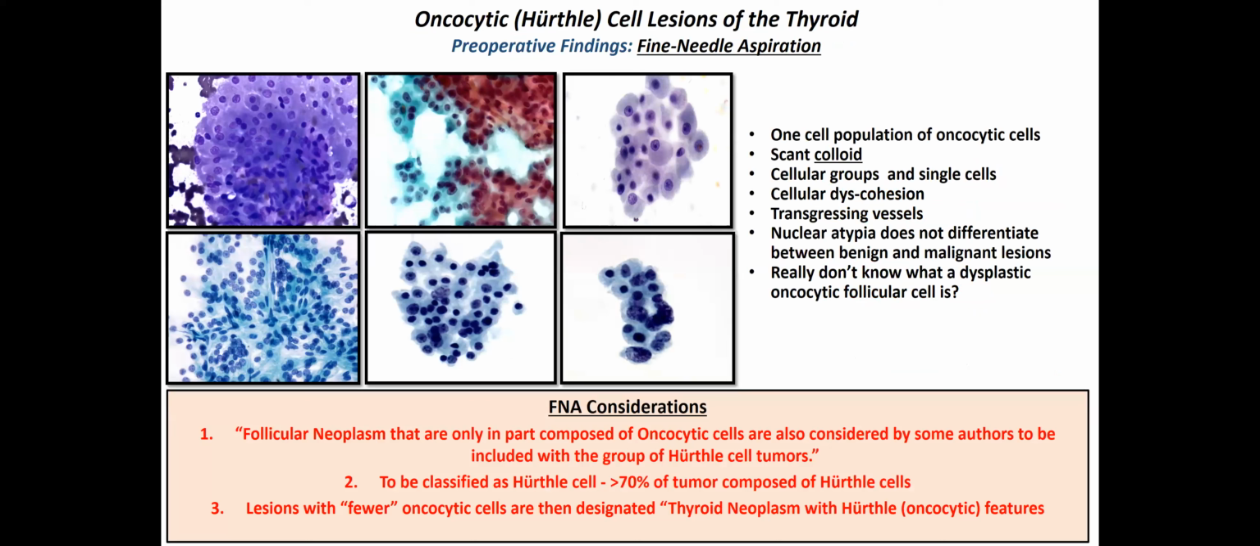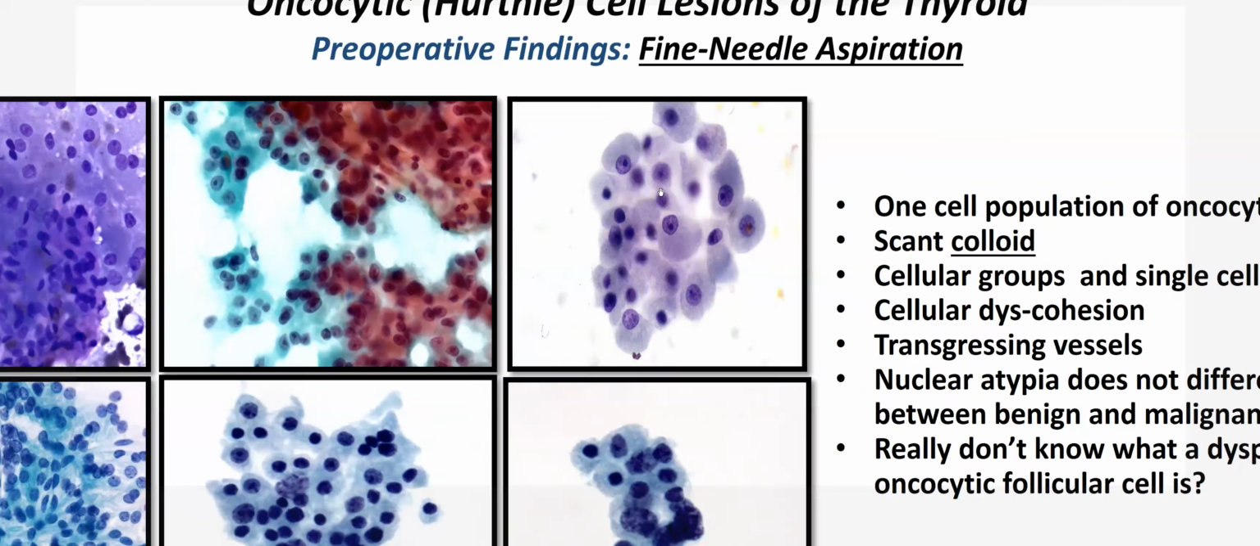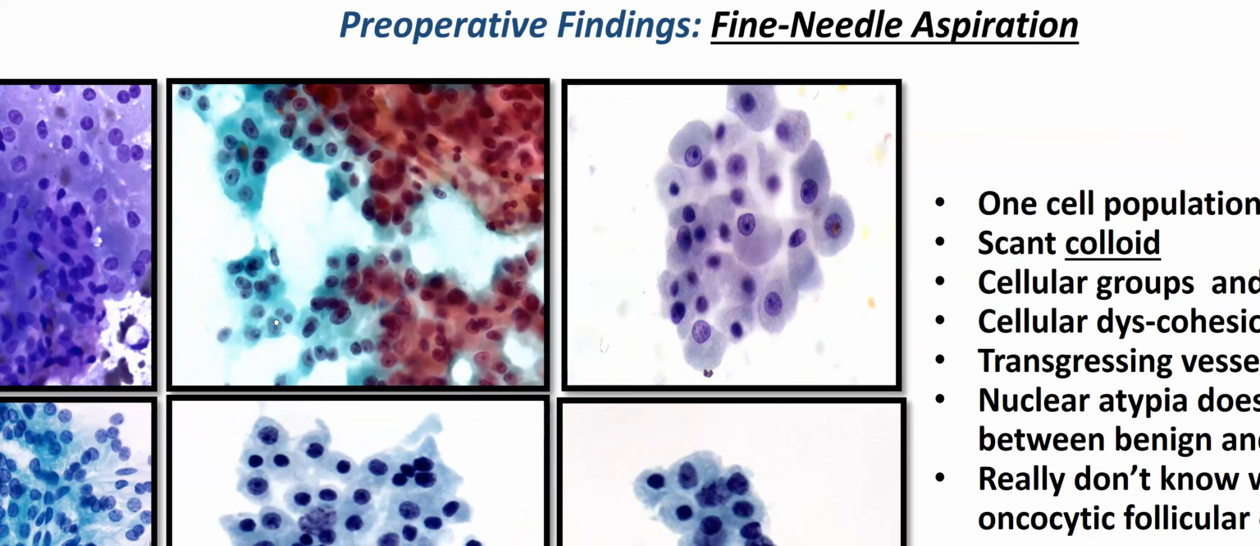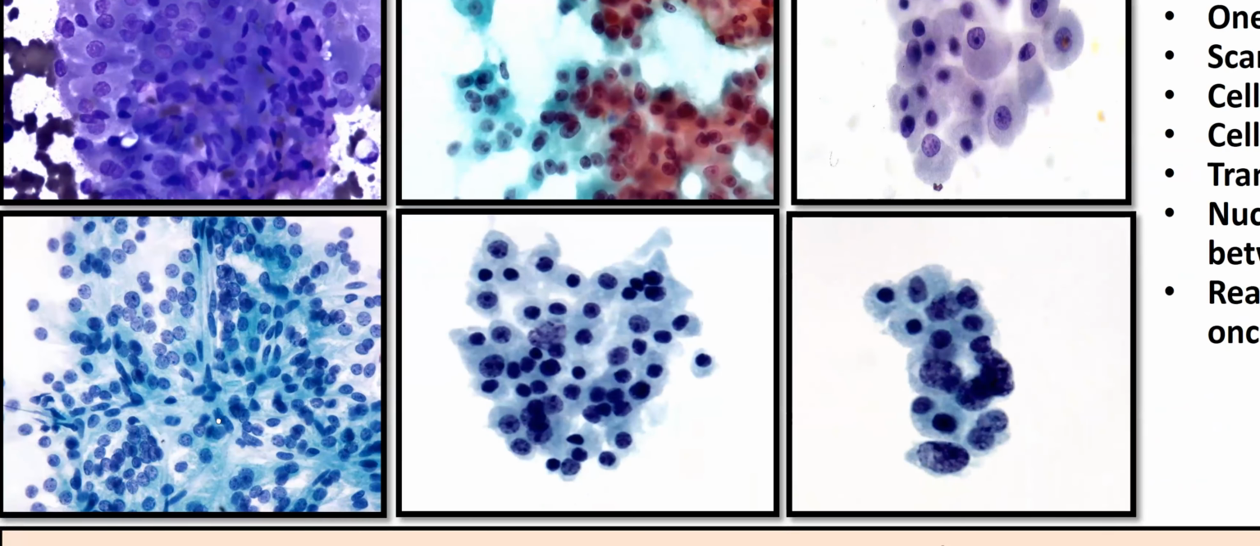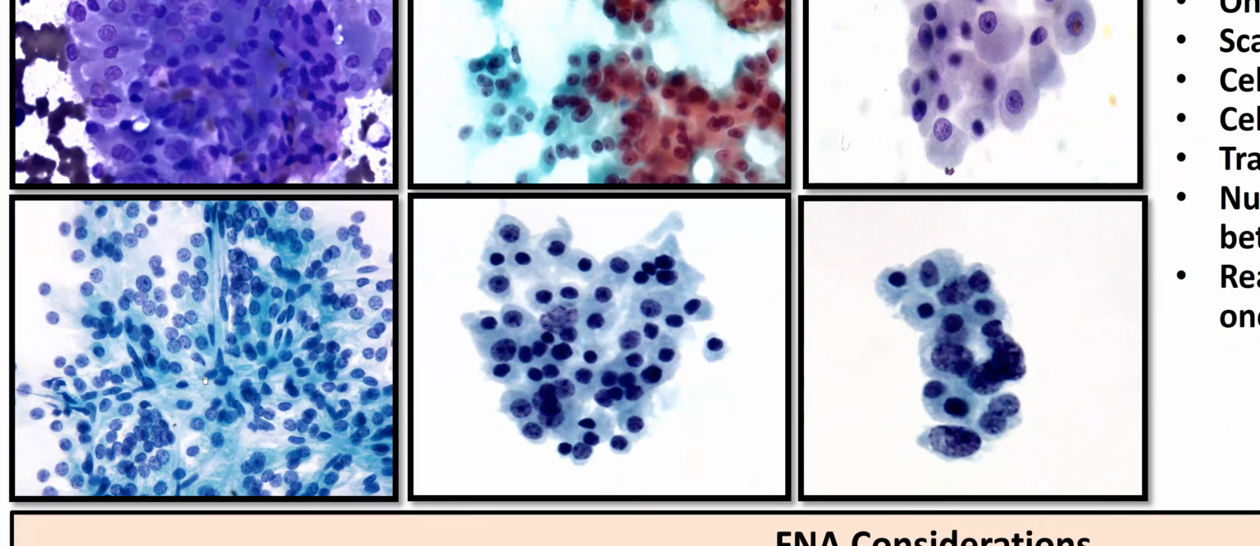On cytology, you will see a monotonous population of the oncocytic cells with typical cytology, that means prominent nucleoli, round nuclei, can be binucleate, sharp cytoplasmic borders. The other thing to notice is these beautiful transgressing vessels that you see, and you can see here, really a collection of these cells interconnected to each other by these vessels.